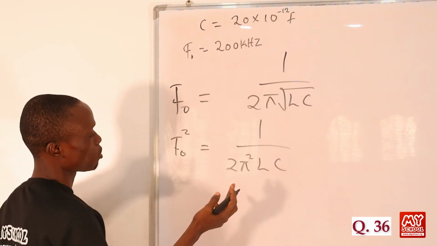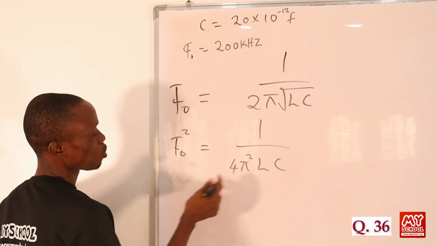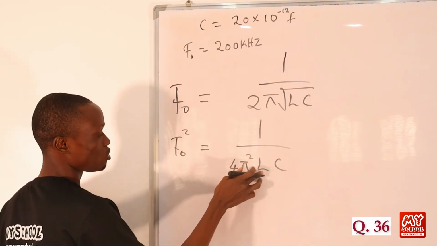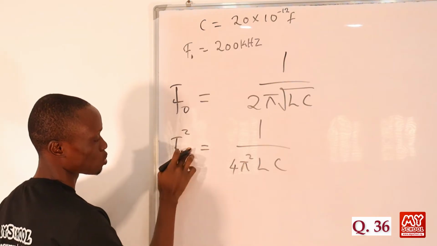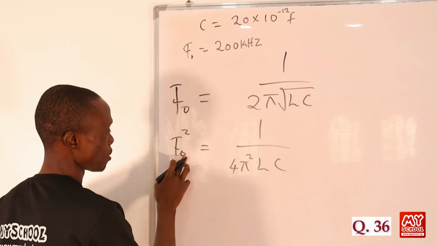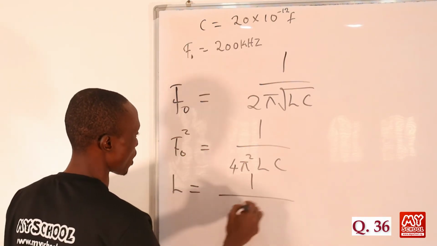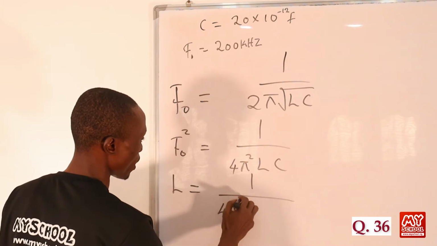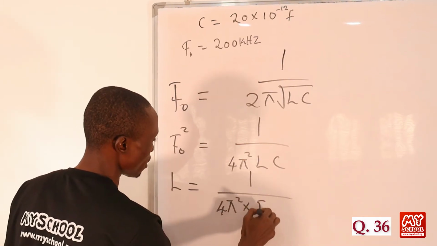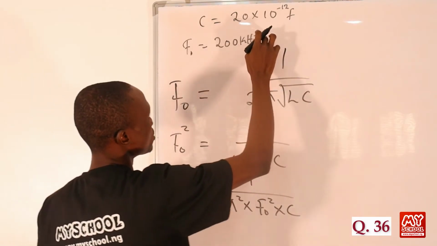Since we want to make L the subject of formula, we just switch position with that of the resonance frequency. So L will now be equal to 1 over 4 pi squared times F0 squared times C. Right? So let's put this in standard form.